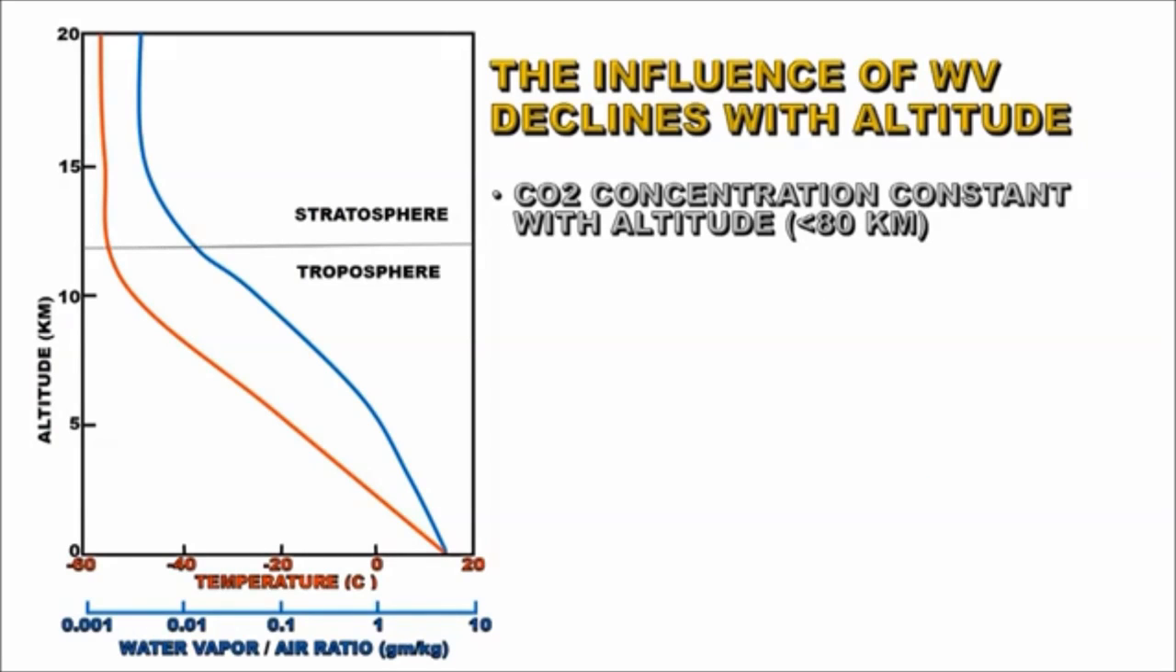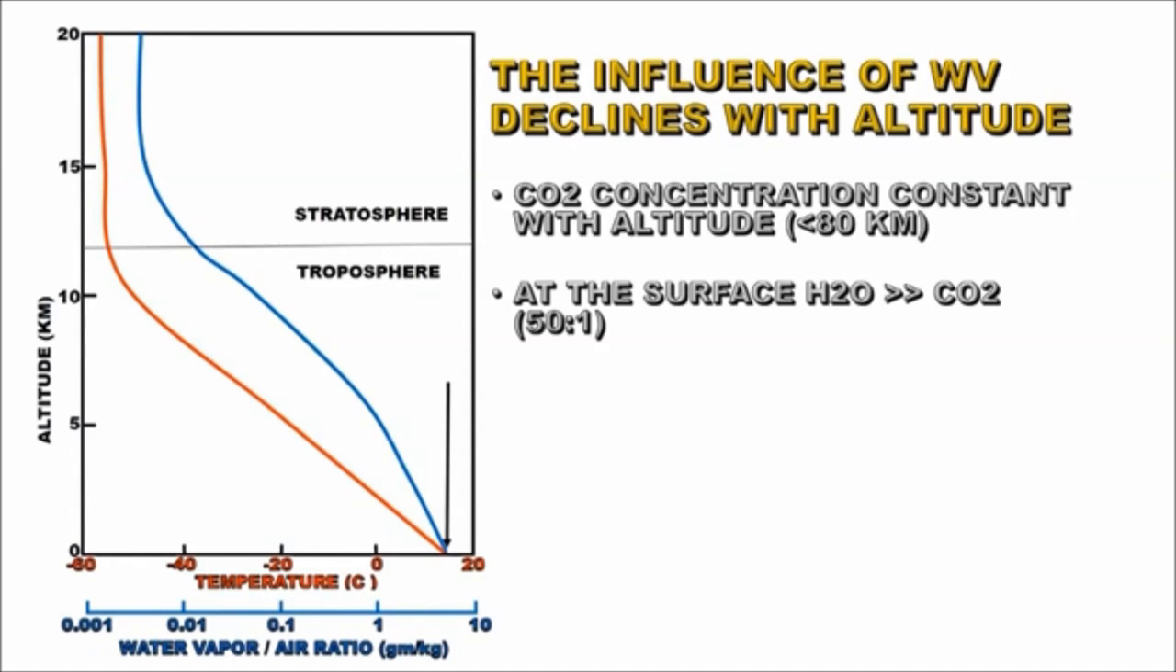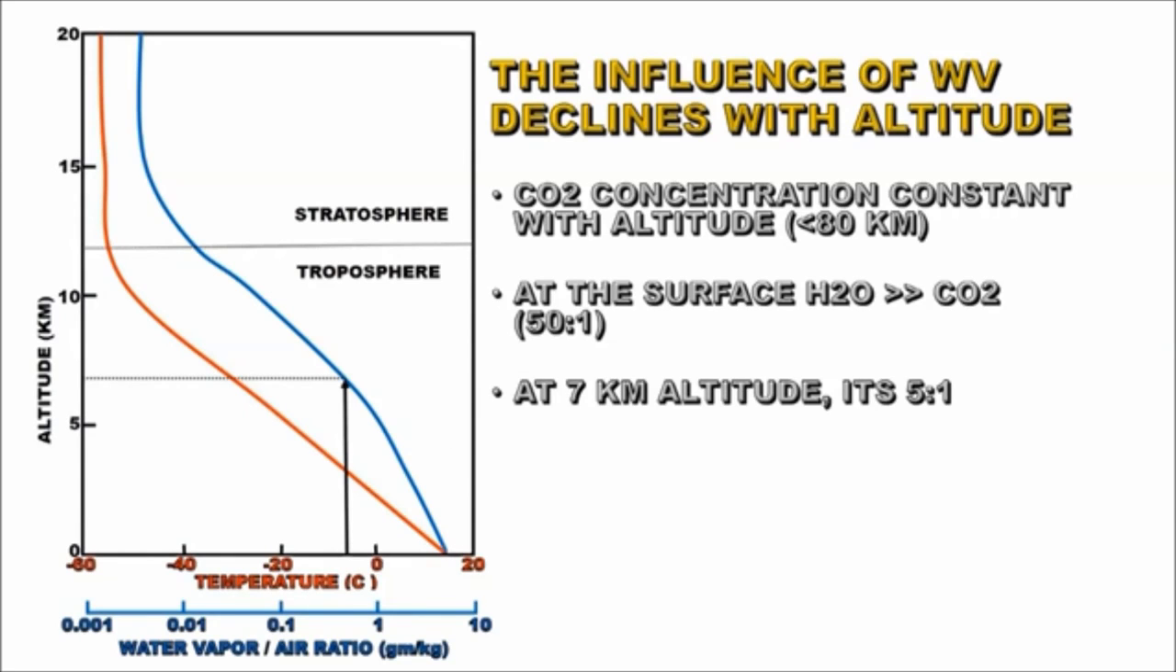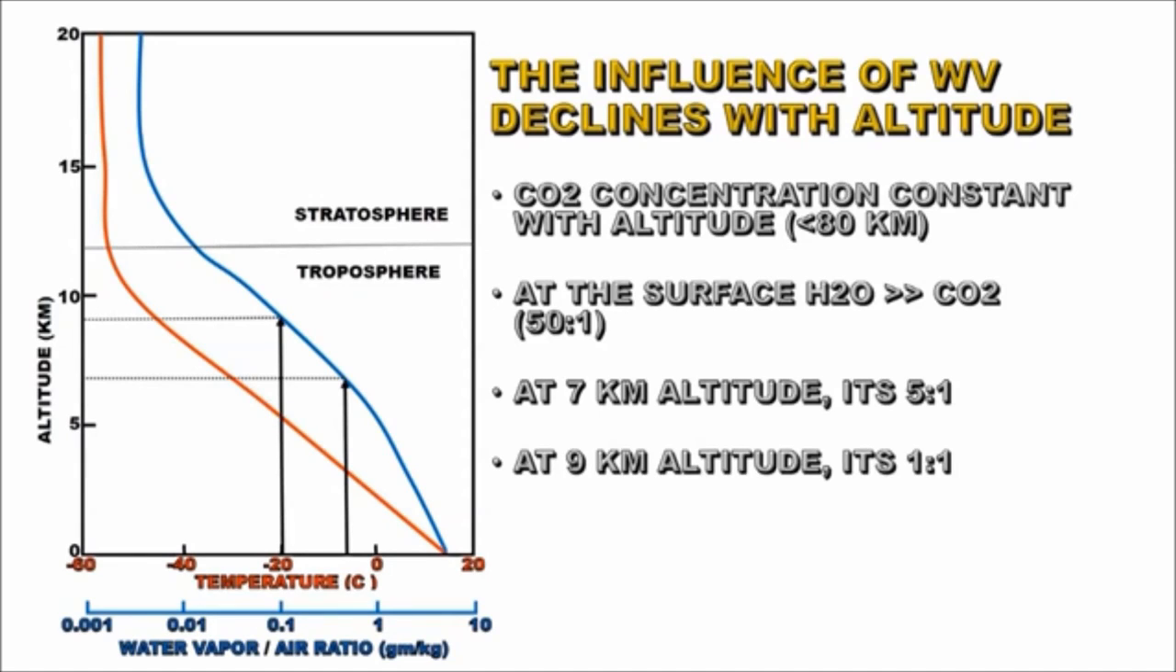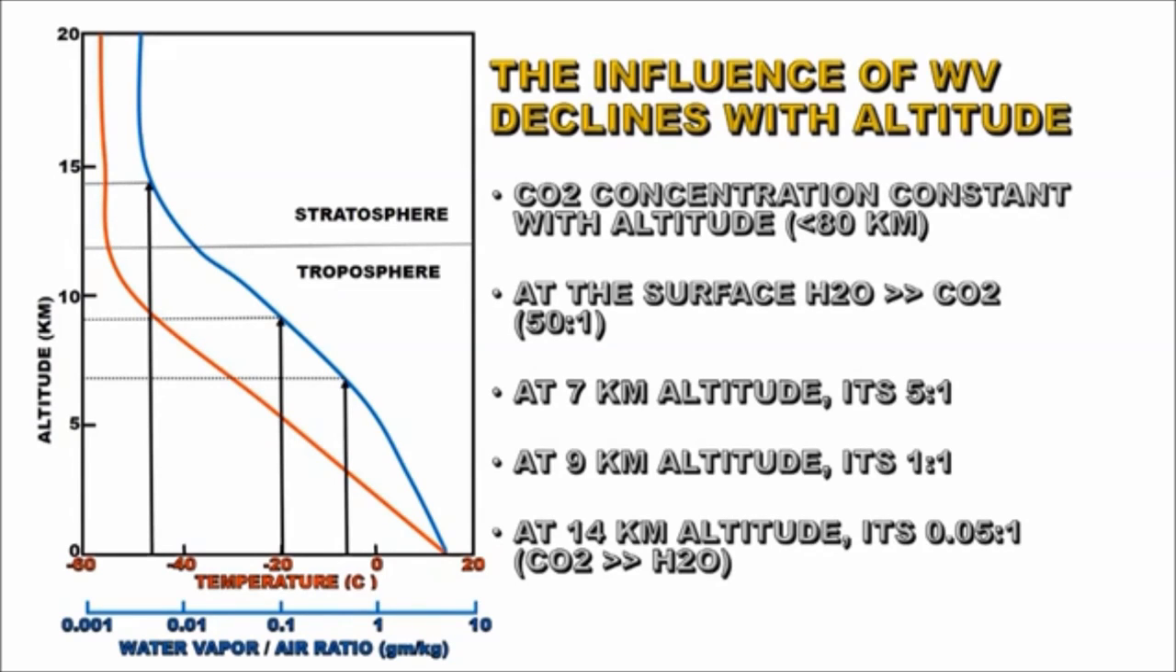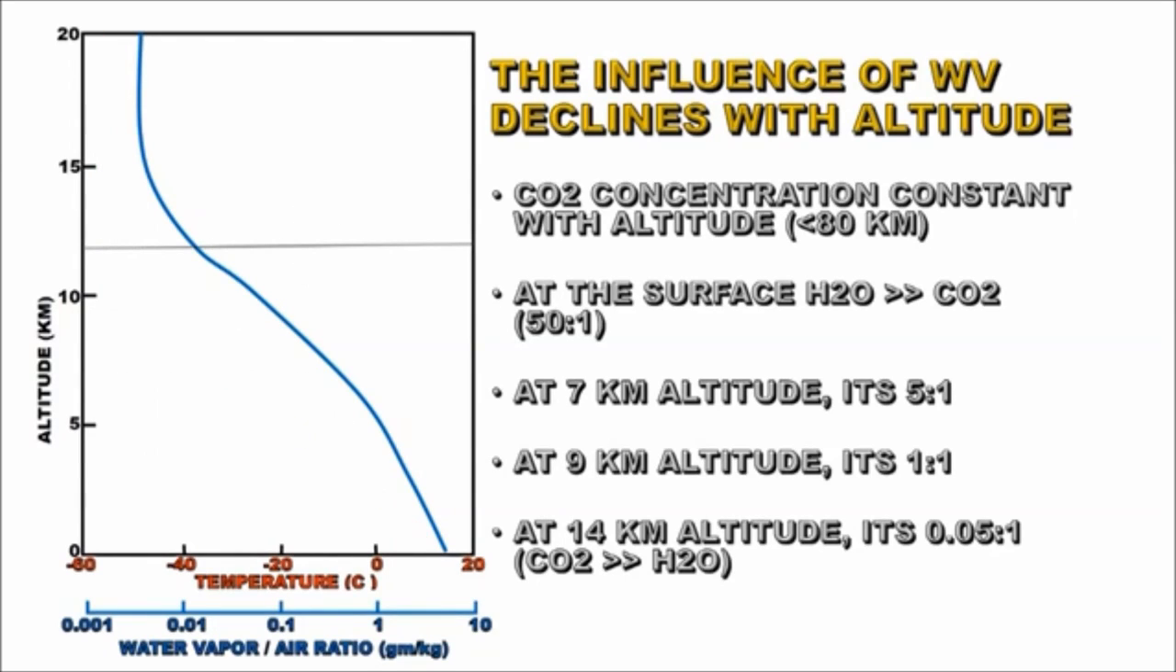With the drop in temperature and density of the atmosphere as a function of altitude, the influence of water vapor drops the higher you get in the atmosphere. Meanwhile, the concentration of carbon dioxide in the atmosphere is constant with altitude to about 80 kilometers. So at the surface, there's very much more water vapor than there is carbon dioxide. But if you go up just 7 kilometers, the ratio now is 5 to 1, 10 times smaller. At 9 kilometers, there's as much carbon dioxide as there is water vapor. At 14 kilometers, the ratio is reversed, with 20 times more carbon dioxide than water vapor.